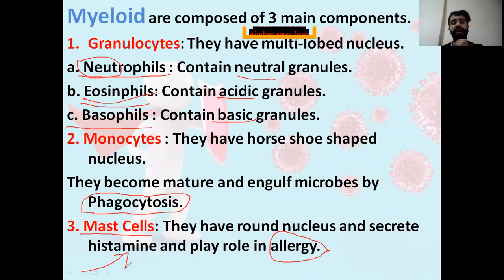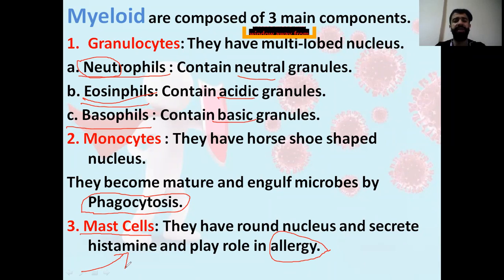So I repeat, myeloid are composed of three main components. The first one is called granulocytes. As we said before, they are cells having the multi-lobed nucleus and they have granules in their cytoplasm. Neutrophils contain neutral granules. Eosinophils contain acidic granules, and basophils contain basic granules. So neutrophils, neutral; basophils, basic. Eosinophils are the only one different, so it's called acidic granules.